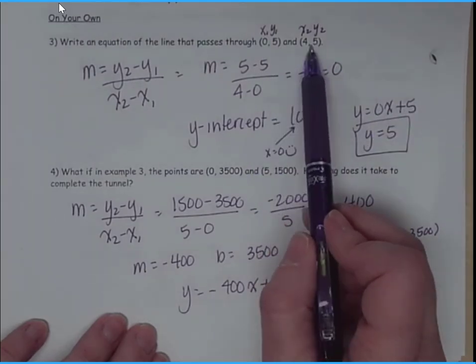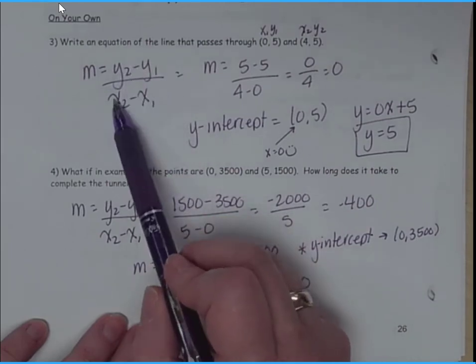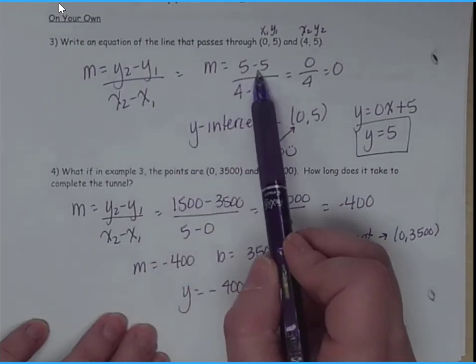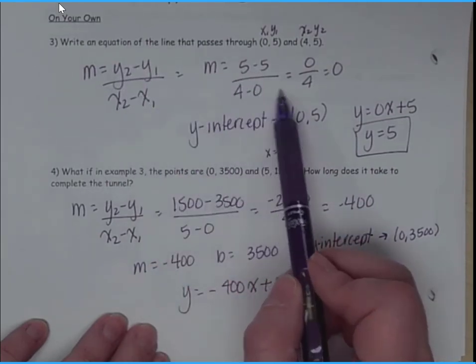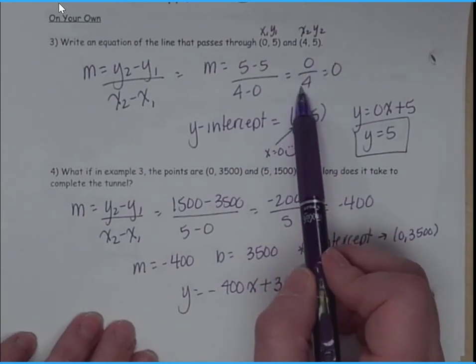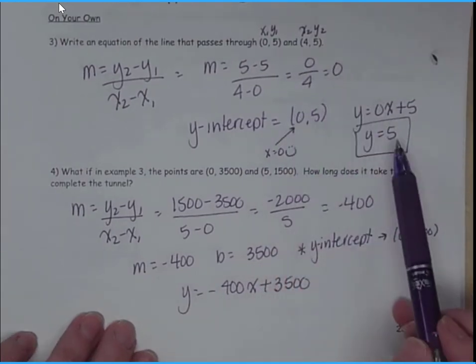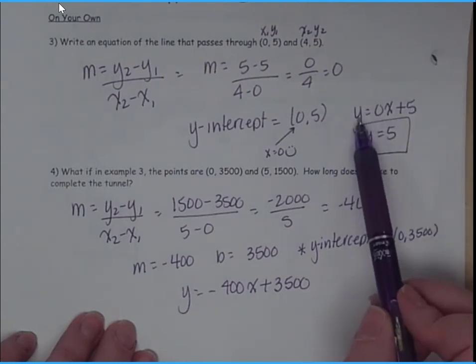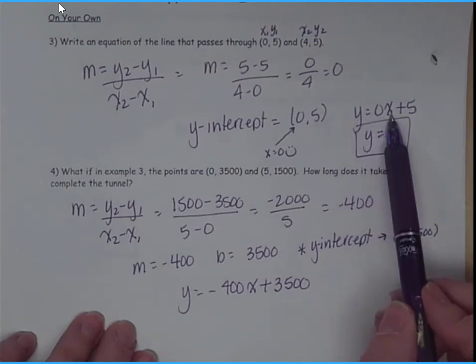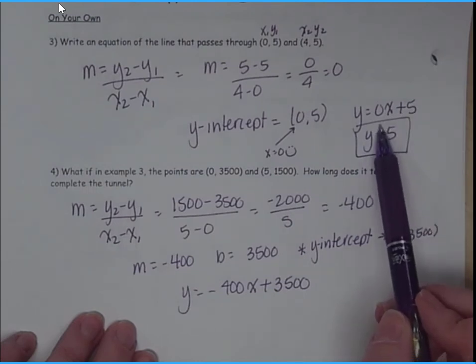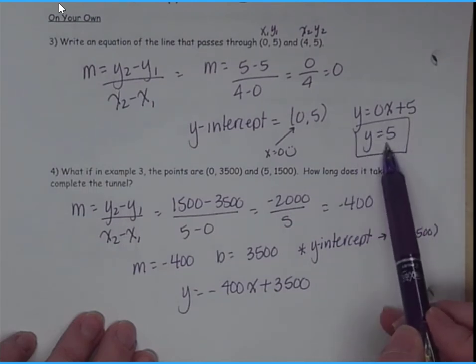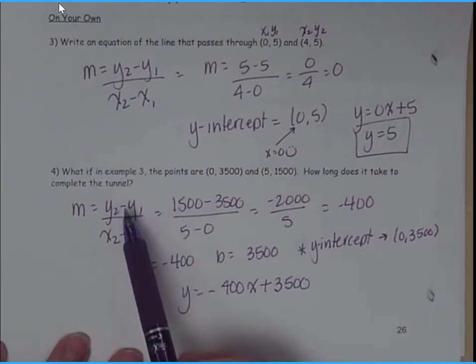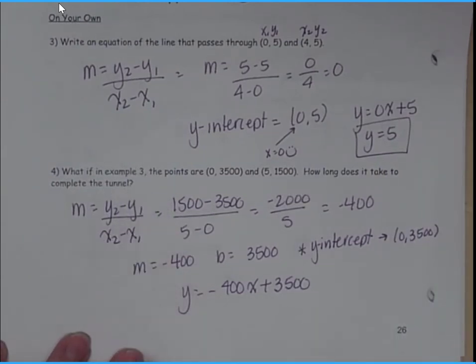And then I've got my slope here. So I've got change in y over change in x. So 5 minus 5 over 4 minus 0, which gives me 0 over 4, which is a 0 slope. So if I replace my m and b, I've got 0x plus 5, so I have a horizontal line of y equals 5. Now, if I take a look at 4, same thing, change in y over change in x.